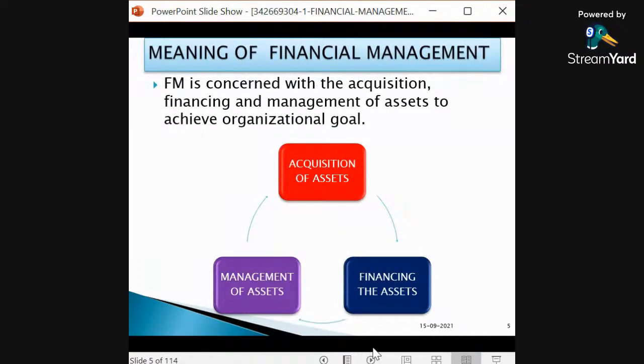So meaning of financial management. Financial management is concerned with the acquisition, meaning pagkuha, financing, meaning pagbibigay ng pera or pagsusupport through the use of money, and management o pagsasaayos ng assets to achieve organizational goals. So when we're dealing with financial management, we're talking about acquisition of assets, financing the assets, and management of assets.